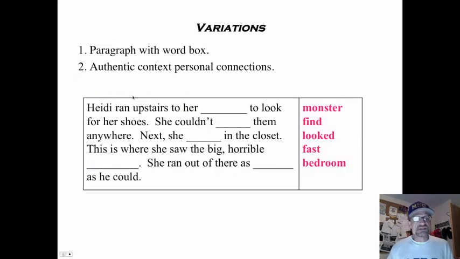A variation on the cloze is a paragraph with a word box. Again, try to use students' names or authentic personal connections. An authentic context would be things that are happening in their lives, and use these personal connections. I like these when they are done in pairs because students can read and think and hear each other think out loud.